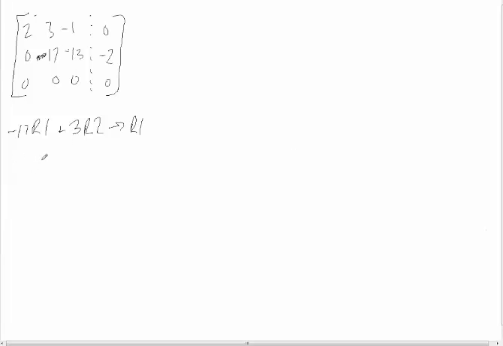So what will happen when I do this operation, I'll get negative 34, negative 51, 17, 0, and I'll be adding that to 0, 3 times 17 is 51, negative 39, and negative 6. Add those together, negative 34, 0, negative 22, negative 6. That's our new first row.